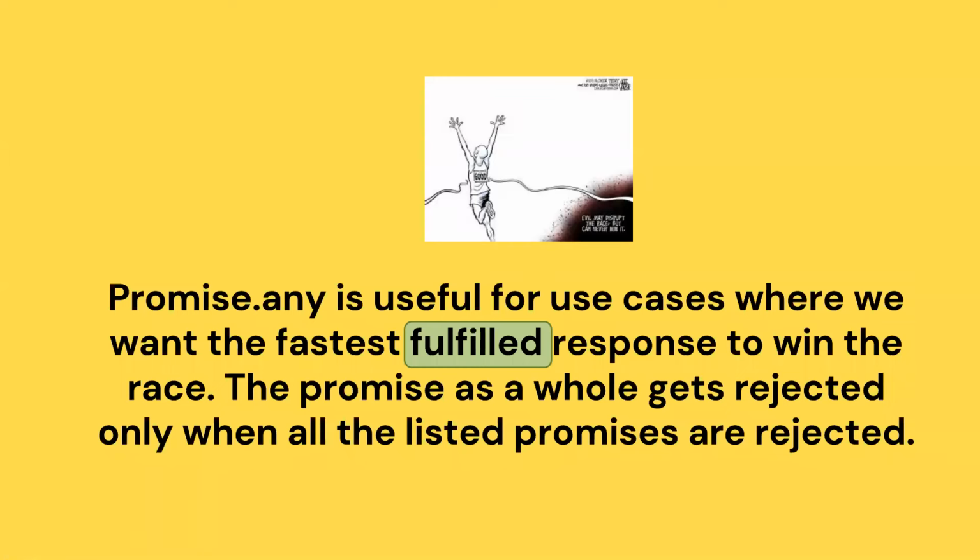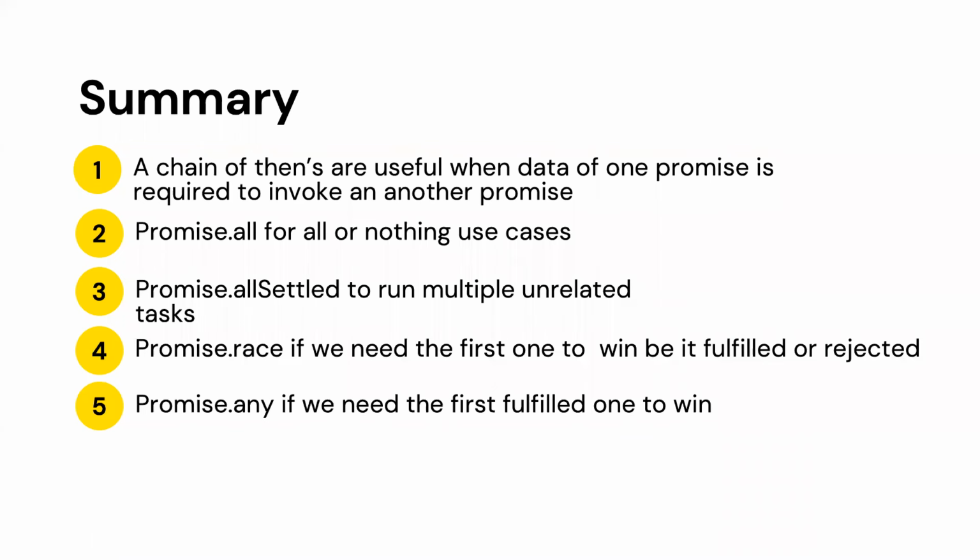So we have 5 ways of invoking multiple promises: chain of thens, when one is dependent on another; Promise.all for all or nothing use cases; Promise.allSettled to run multiple unrelated tasks; .race, the first one to win; and .any, the first fulfilled one to win. So these are the 5 things.